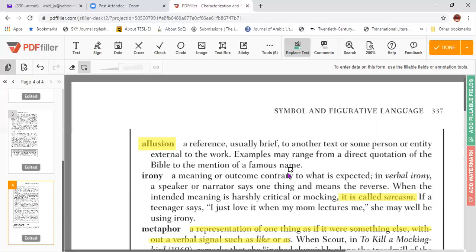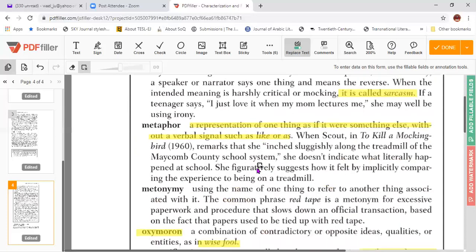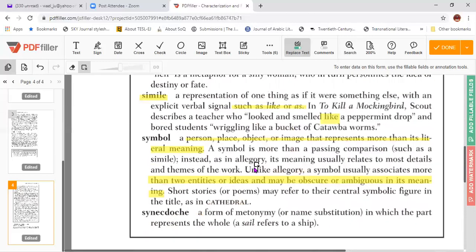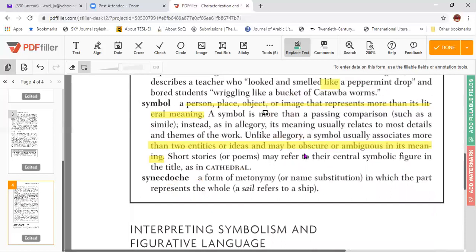Okay, and the last thing that we discussed is the figures of speech, and we said that the figures of speech refer to the symbolic or the extra meaning beyond the literal meaning of the words, okay? And we discussed different figures of speech such as allegory, allusion, irony, metaphor, oxymoron, personification, simile, and symbols, and we explained them in detail.